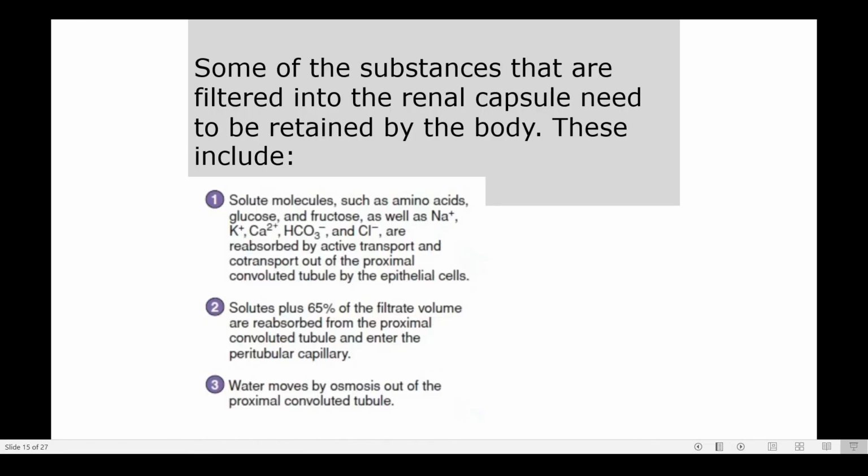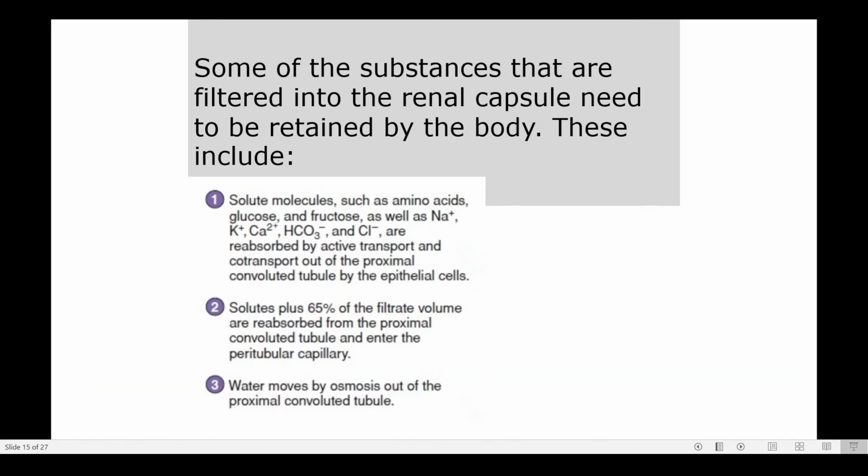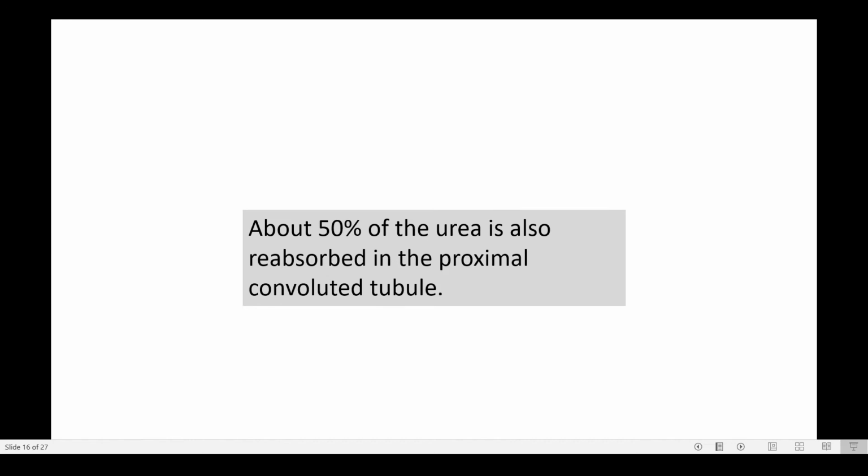Now, when the filtrate comes down to the proximal convoluted tubule, then some of the substances that are filtered into the renal capsule need to be retained by the body. This is known as selective reabsorption. Amino acids, glucose, fructose, as well as sodium ion, potassium ion, calcium ion, bicarbonate ion and chloride ion are reabsorbed by active transport and co-transport out of the proximal convoluted tubule by the epithelial cells. Now, 50% of urea is also reabsorbed in the proximal convoluted tubule.